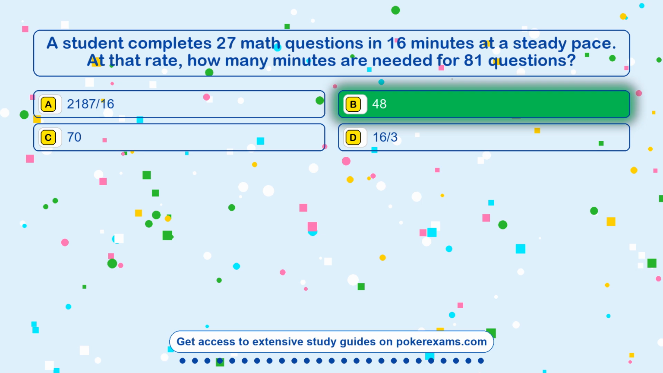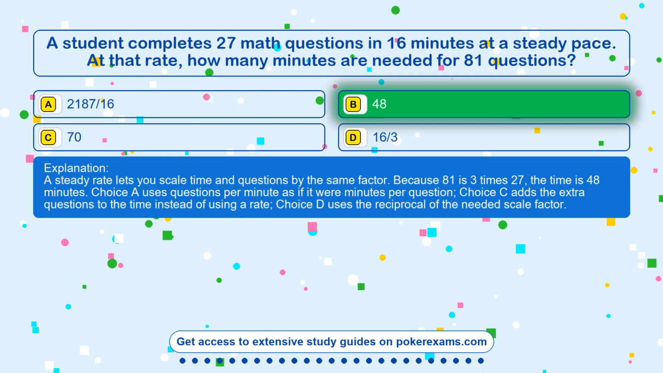The correct answer is option B, 48. A steady rate lets you scale time and questions by the same factor. Because 81 is 3 times 27, the time is 48 minutes. Choice A uses questions per minute as if it were minutes per question, choice C adds the extra questions to the time instead of using a rate, choice D uses the reciprocal of the needed scale factor.